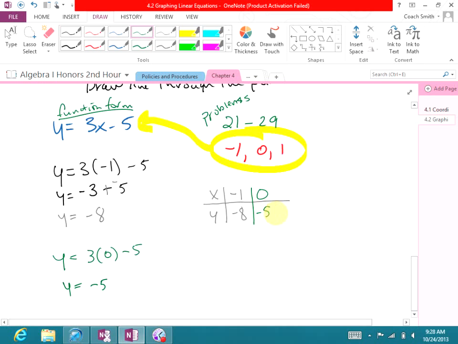Then our last value, if x is equal to 1, so I'm going to plug that in, y is equal to 3 times 1 minus 5. And so what would y equal? -2. And so when x is equal to 1, y is equal to -2. Does everybody understand why it's -2? 3 times 1 is 3. 3 minus 5 would be -2.